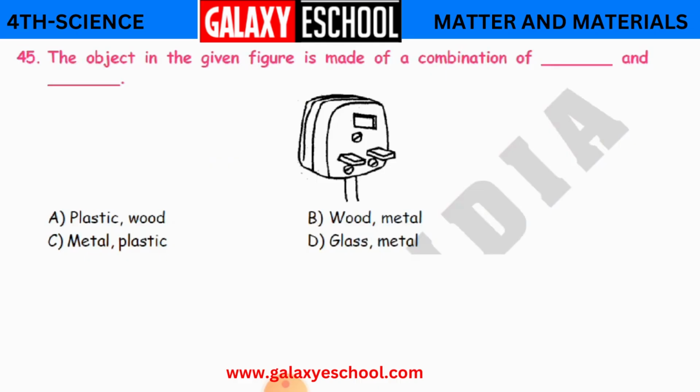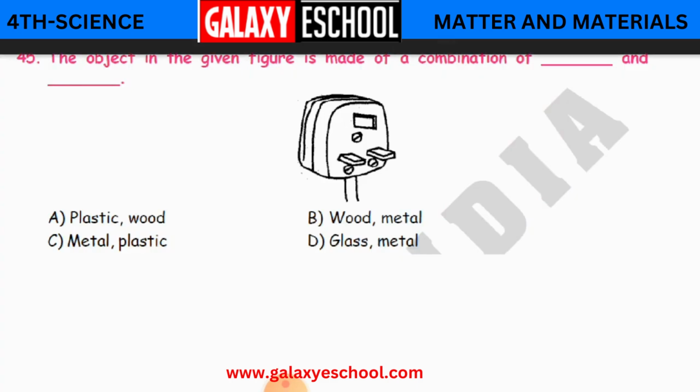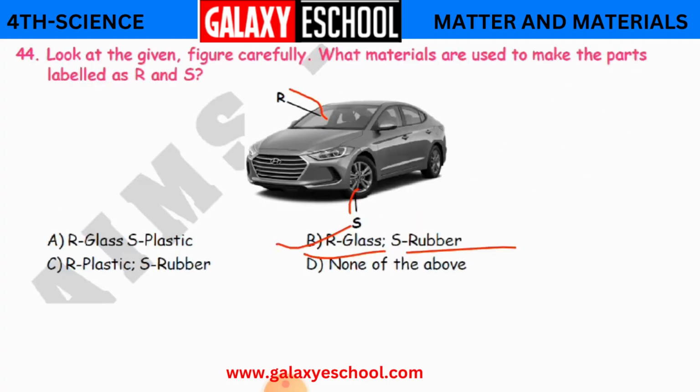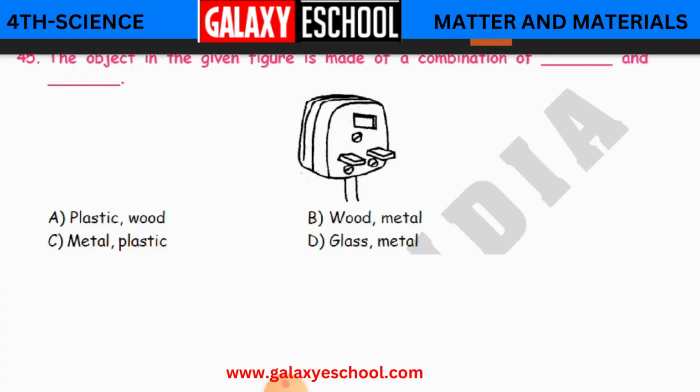45th question. The object in the given figure is made of a combination of dash and dash. Okay, so what is this? Actually this is a switchboard. So with what combination of materials do we use in making this switchboard? Do we use plastic and wood, or wood and metal, or metal and plastic, or glass and metal? And the answer is metal and plastic. Okay, we are going to use metal and plastic to make a switchboard.